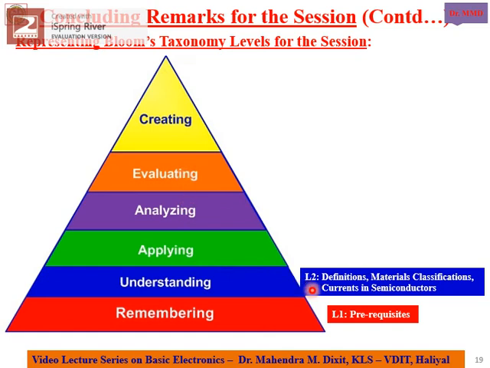Our video lecture presently being shared concentrates on definitions, materials, classifications, and basic concepts associated with the currents in semiconductors. I can list them as level 2. So these are the 2 levels which can be used for the present lecture session, which can be helpful in representing the Bloom's taxonomy levels related to the course.